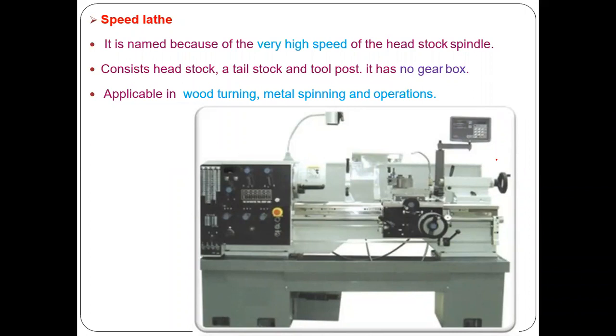These kinds of lathes are applicable in normally wood turning, metal spinning operations, and all these things. Maybe in your wood turning lathe, whatever you did in your first year, at constant speed only you are machining. Speed cannot vary there. You cannot change the speed. So at constant speed only the operation is performed. That's why those lathes are called a speed lathe. So a lathe which can machine only at constant speed, and that speed is very high, is called the speed lathe.